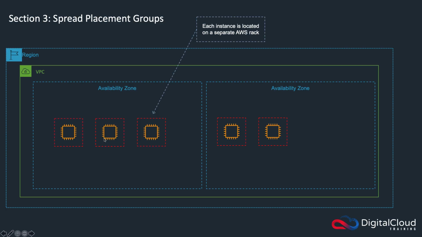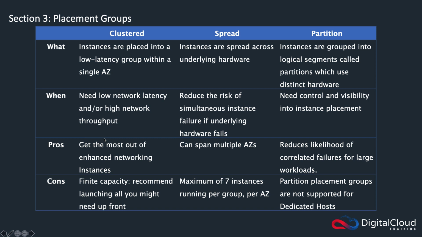Now let's just go back to the slides, and I've got one more here for you. And this just compares the different types of placement groups. So we've got the clustered, the spread, and the partition. So with clustered, this is about placing your instances into low latency groups within a single AZ. And you use it to get low network latency and high network throughput. And remember, you can use an enhanced networking adapter with your clustered placement group. It's recommended that you do launch all your instances up front, though you can add them later on.